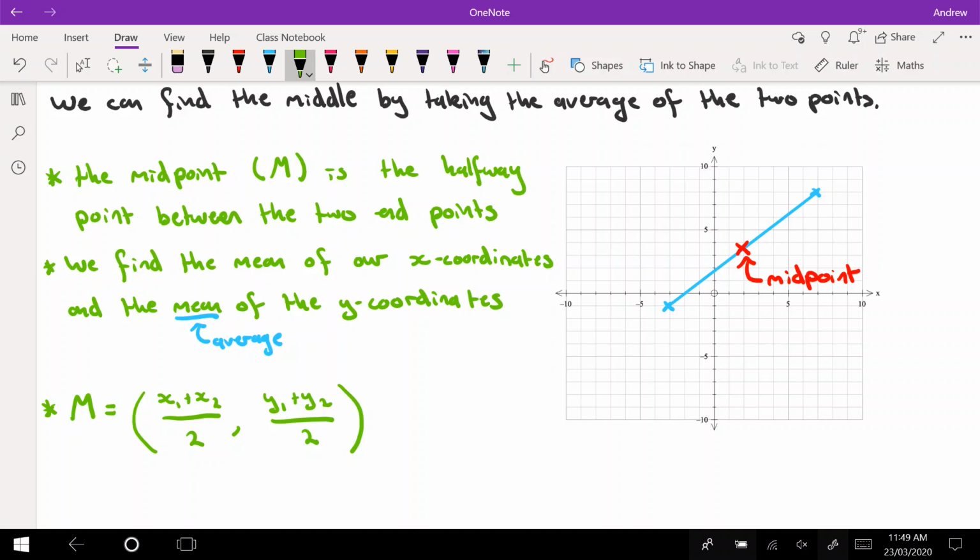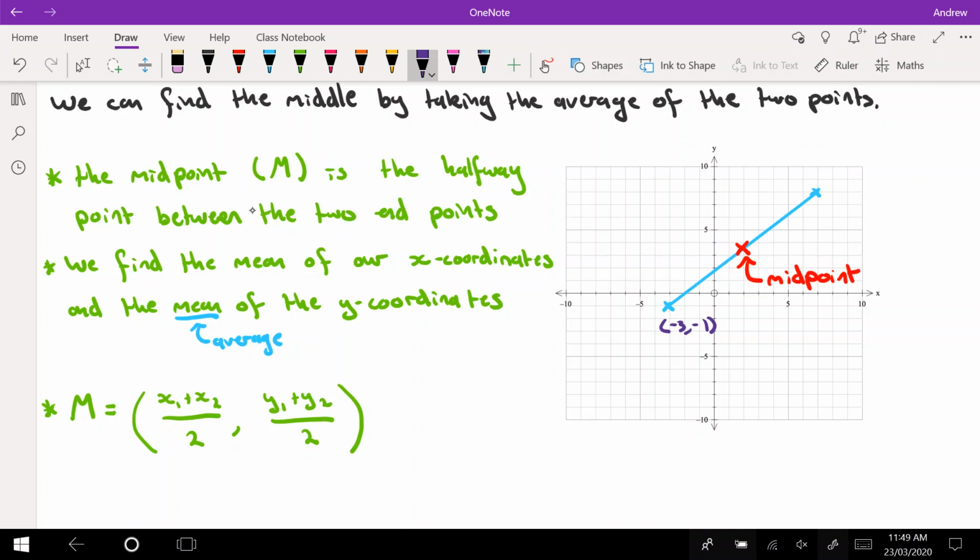So, for example, let's just go here. This here is -3, -1. This here is 7, 1, 2, 3, 4, 5, 6, 7, 8.